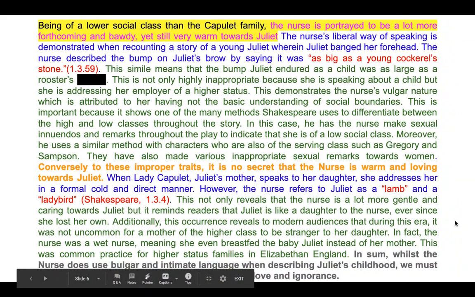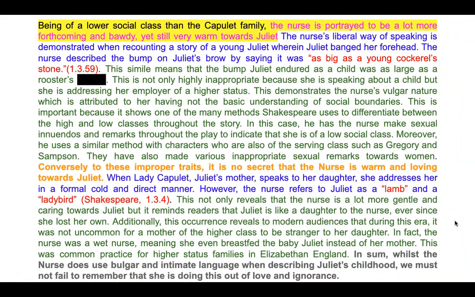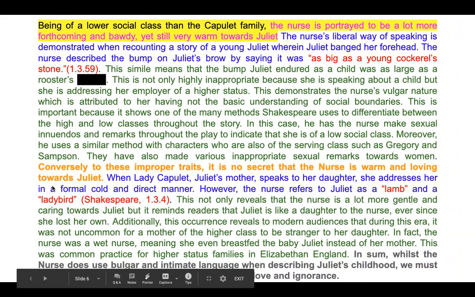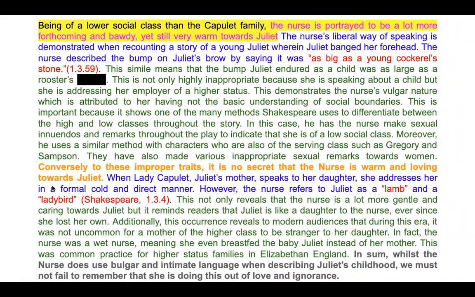Finally, I've got my closing sentence, which just restates my topic sentence. So, in sum, whilst the nurse does use vulgar and intimate language when describing Juliet's childhood, we must not fail to remember that she is doing this out of love and ignorance.